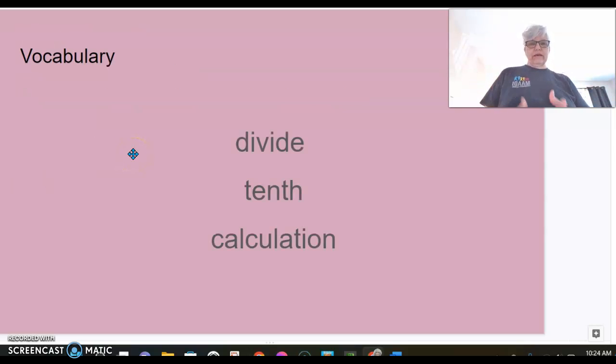Divide, we already know, means partitioning things into equal parts. Tenth is one part of tenths or two parts of tenths, however many parts of tenths. Calculation simply means doing the math equations that you're given.